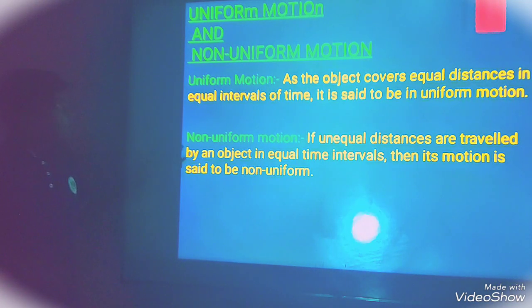Uniform and non-uniform motion. Uniform motion. As the object covers equal distances in equal intervals of time, it is said to be in uniform motion. Non-uniform motion. If unequal distances are travelled by an object in equal intervals of time, then its motion is said to be non-uniform motion.